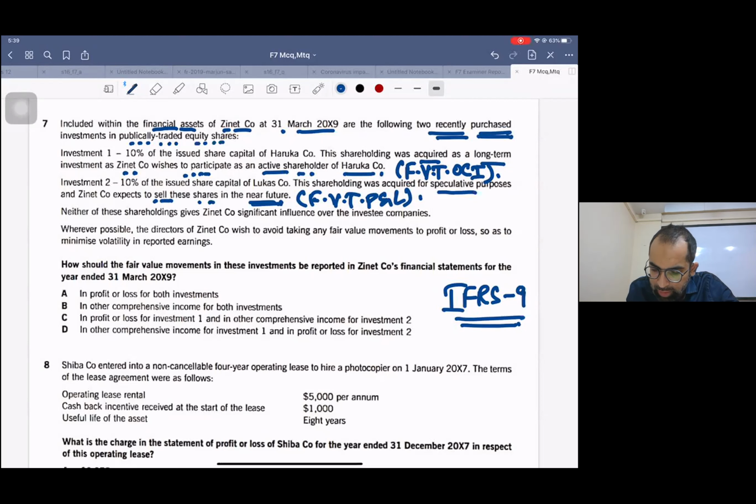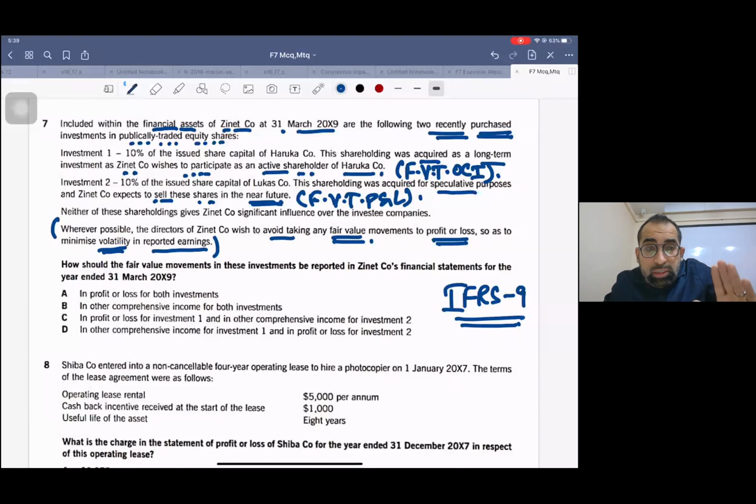Wherever possible, the directors of Zenit company wish to avoid taking any fair value movements to profit or loss, so as to minimize volatility in reported earnings. See, this line is very important. Wherever possible, they like fair value through OCI. In the first part they will easily get the permission, as it's long term and they will hold it. But the second one they will sell immediately, so they won't even get the permission of fair value through OCI.